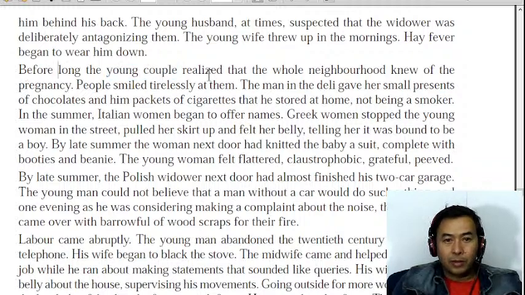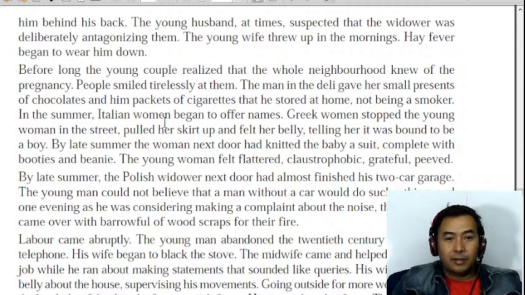Before long, the young couple realized that the whole neighborhood knew of the pregnancy. They did not realize the whole neighborhood had started knowing about their new good news. People smiled tirelessly at them. The man in the deli gave her small presents of chocolates and him packets of cigarettes that he stored at home. So the people would come to him and smile at him, especially the husband, and then they would also give some kind of gifts like chocolates and cigarettes. He was not a smoker, though.